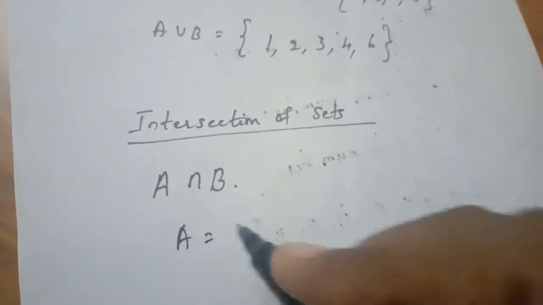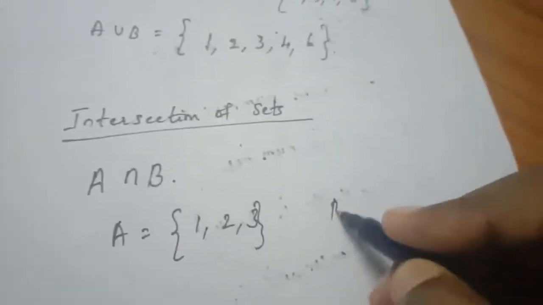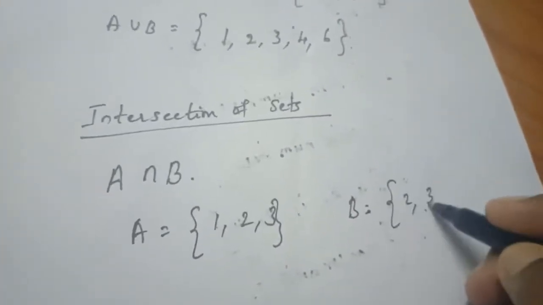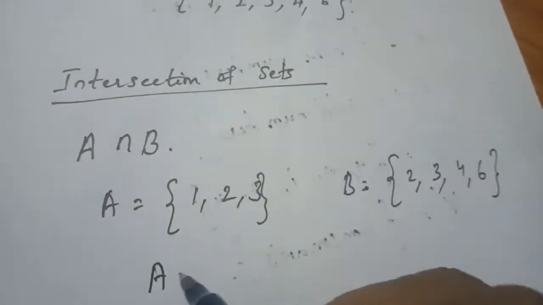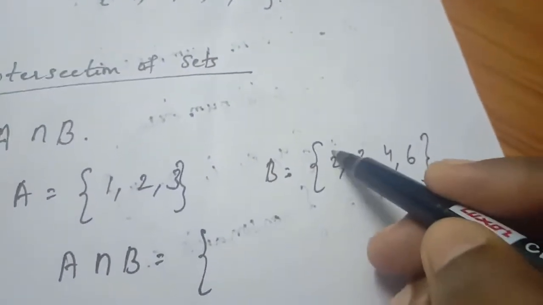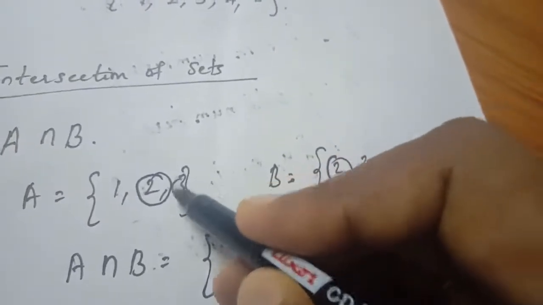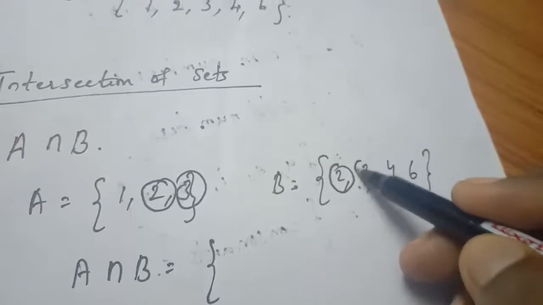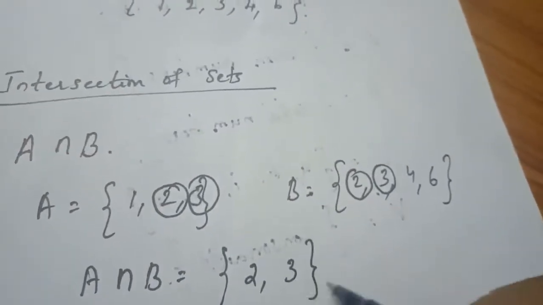Now we will consider the same example. A is equal to {1, 2, 3}, then B is equal to set {2, 3, 4, 6}. Now here when we take A intersection B, we have to take only the common elements. So here we can see that 2 is common in both A and B. Same way 3 is also common in both A and B. So we can write A intersection B as set {2, 3}.